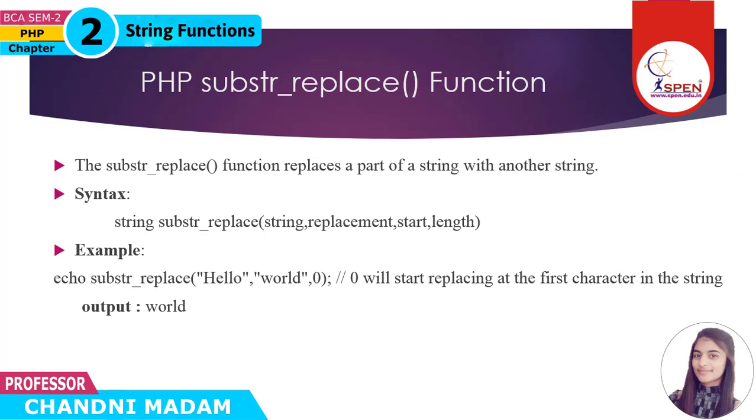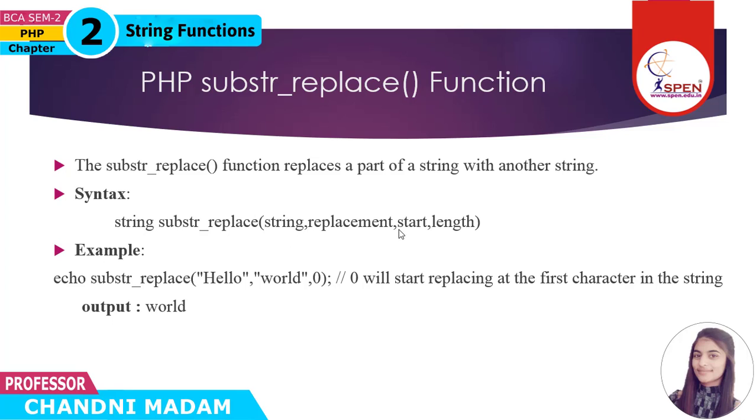Now our next function is substr_replace. This function replaces a part of a string with another string. This function has a total of 4 parameters. First is your original string, second is your replacement, which specifies the string to be inserted in the string. Third is start, which specifies where to start replacement in your string.